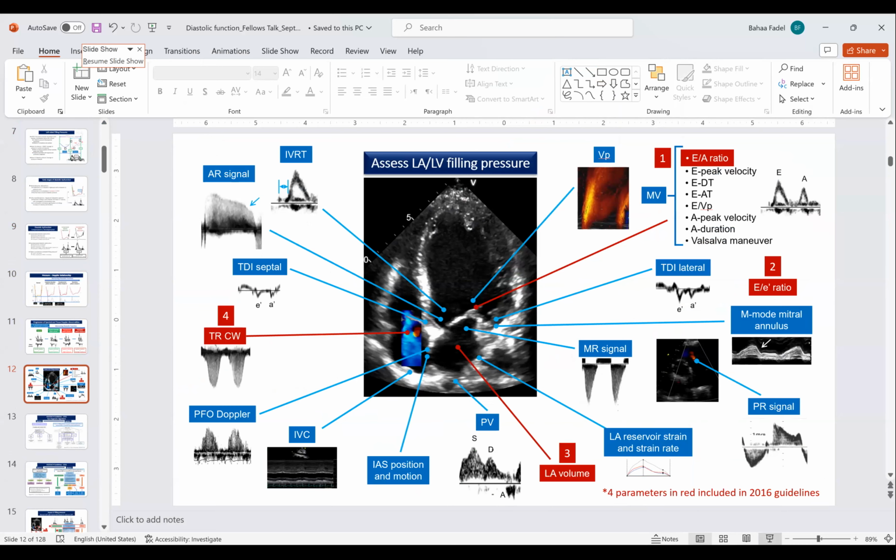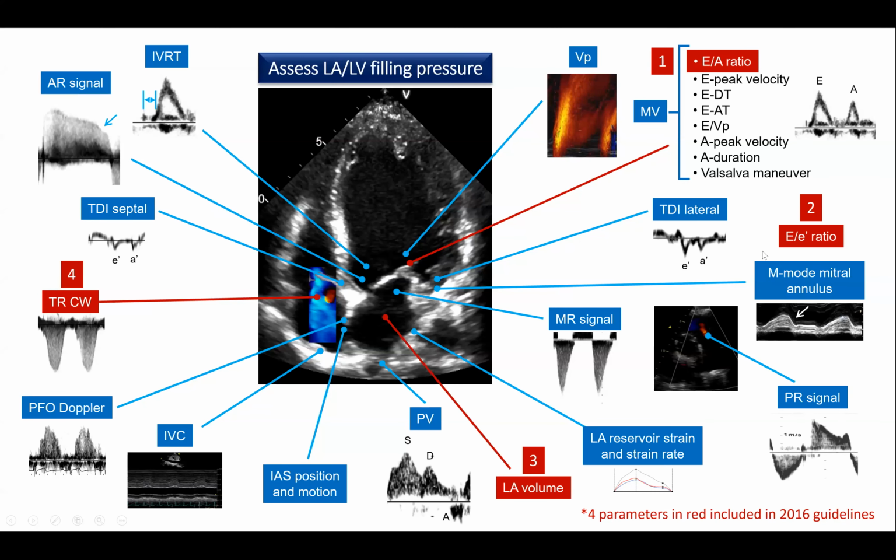So what is in the guidelines, in red, is the E to A ratio, the E/E' ratio, the left atrial volume, and the tricuspid regurgitation continuous wave velocity. So let's go directly to the guidelines.